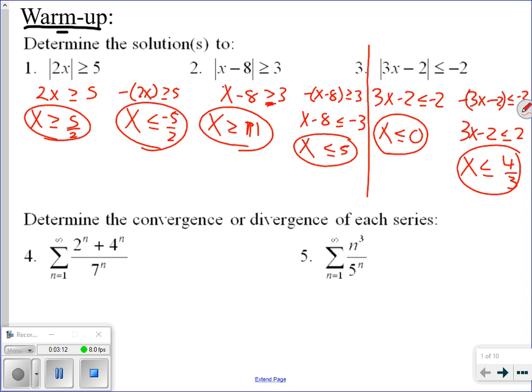Okay. And I forgot to switch the sign, didn't I? I did forget to change the sign. So that's what happens when I change the sign. There you go. Sorry about that. Anywho, we refreshed ourselves in solving some inequalities. Let's keep going with it.